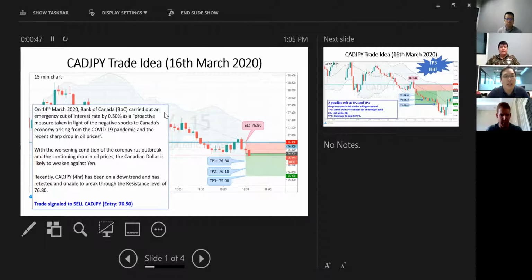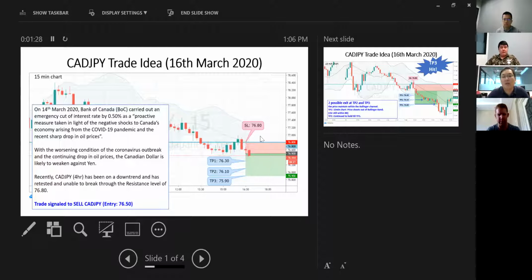So you see the sentiment is pretty bad. With the worsening condition of the coronavirus outbreak and the continued drop in oil price, you expect the Canadian dollar is likely to weaken against the safe havens, especially the US dollar or the yen. If you look at the 4-hour chart, Canadian yen has always been in a downtrend. It broke down in the 15-minute chart, then tried to retest the 76.8 zone, which became a resistance level, and then continued to drop down.